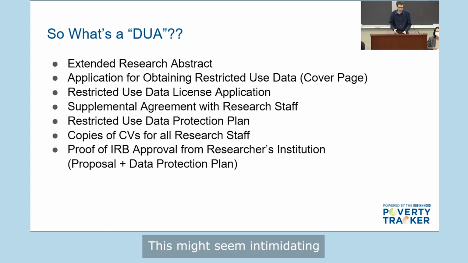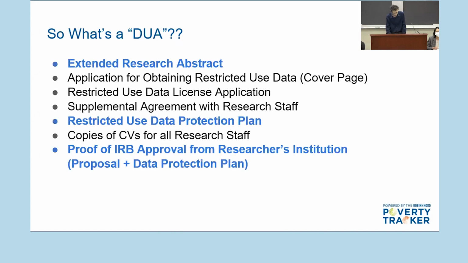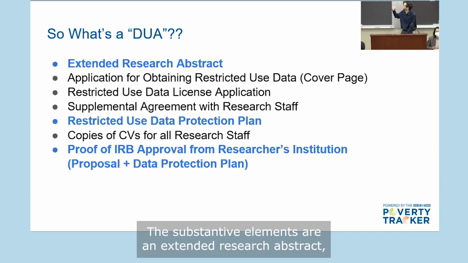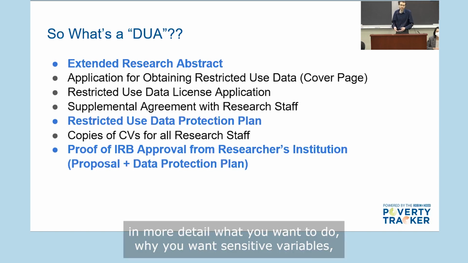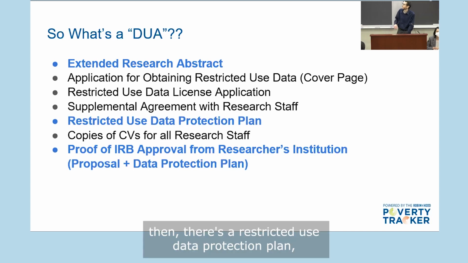Now, the other thing is that this might seem intimidating and like there's a ton of stuff. Most of these are just forms that you have to sign. I've highlighted the 3 big ones here. So the substantive elements are you'd give us an extended research abstract. It's just a couple of paragraphs, 2 or 3 paragraphs explaining in more detail what you want to do, why you want sensitive variables. Then there's a restricted use data protection plan.